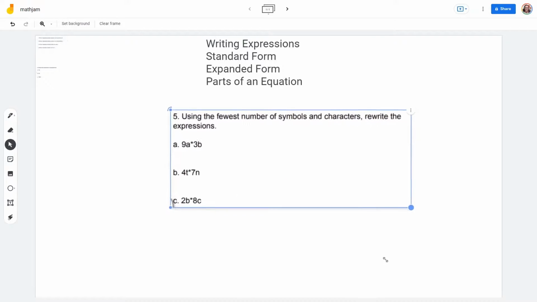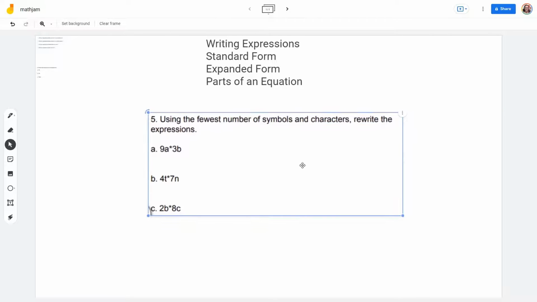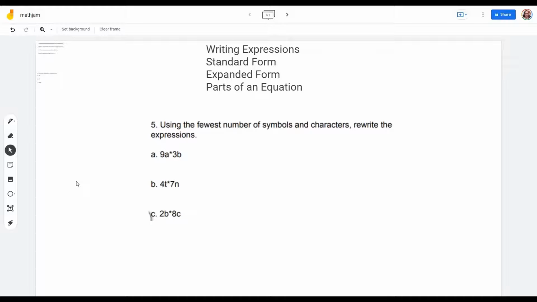So in our next set of problems, let's see. Oh, these look complicated. It says, using the fewest number of symbols and characters, rewrite the expressions. That seems like a really strange way to say something now, doesn't it? Well, let's take a look and see what we can do.